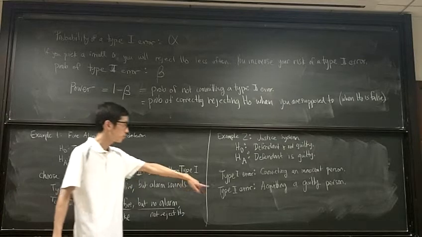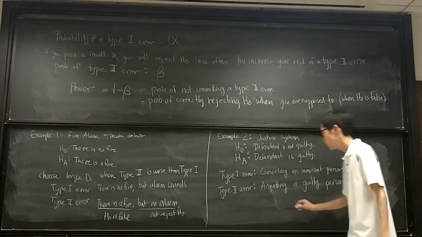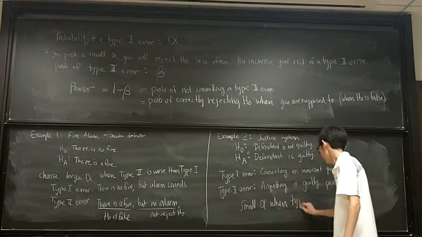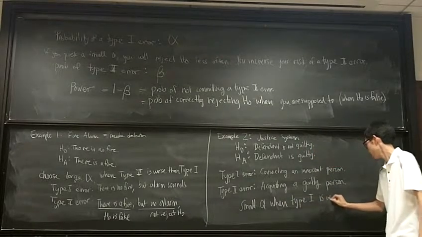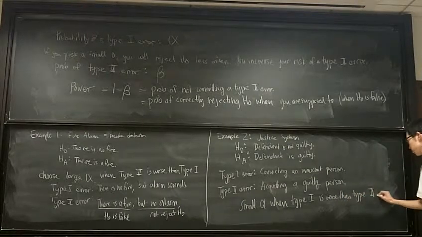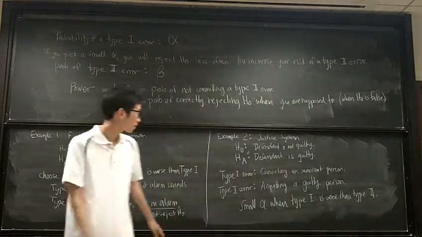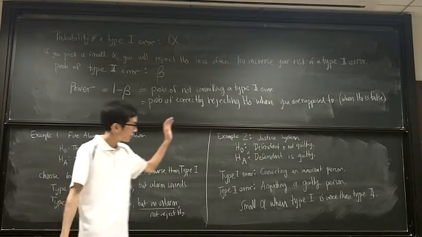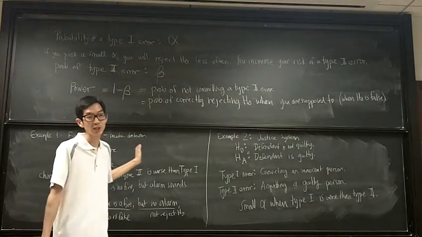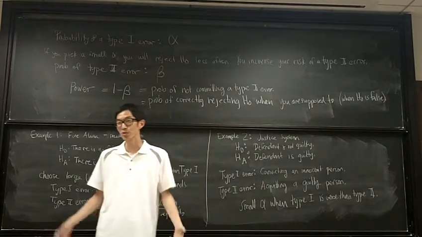So in this case, we would want a large or small alpha? Small alpha. So small alpha when type 1 is worse than type 2. Okay. And they actually say this. Actually, both of these things, smoke detectors or fire alarms and the justice system, they both tell you whether they have large alpha or small alpha. So in the justice system, they actually do say use a small alpha. They don't use those words.